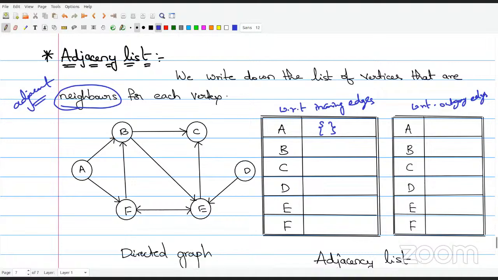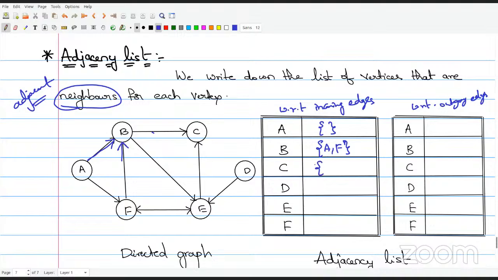For B, there are two incoming edges. Therefore, A and F are the incoming neighbors. You can treat it like that. So with respect to these incoming edges, A and F are neighbors to B. Therefore, in the B row, I will add this set containing A and F.